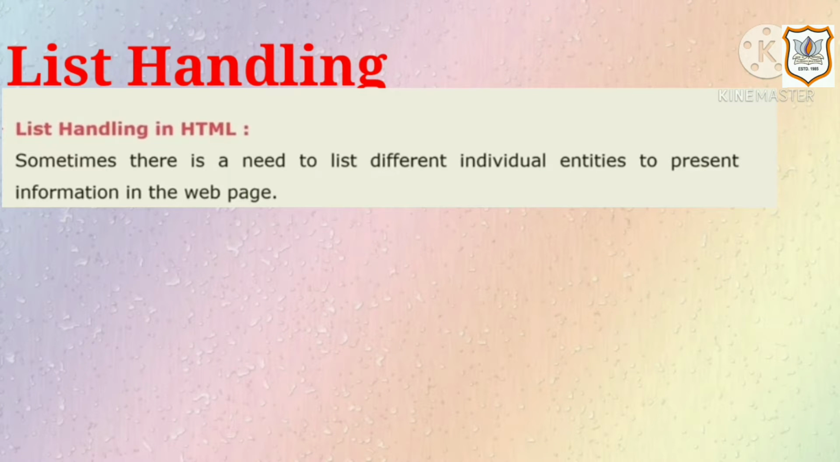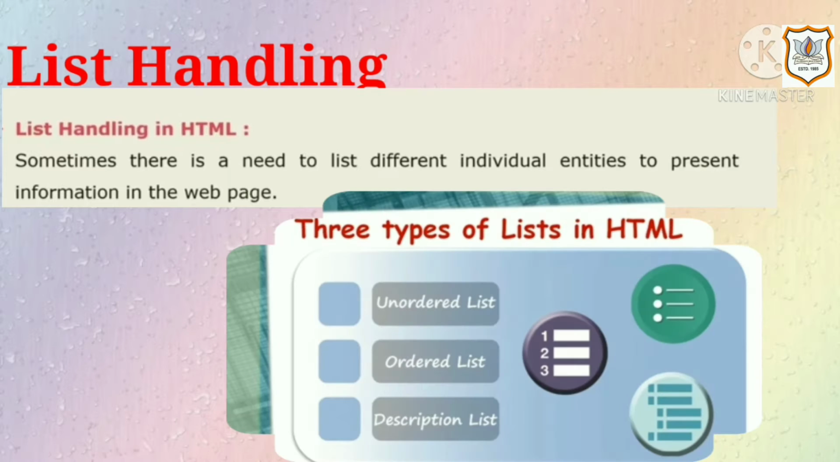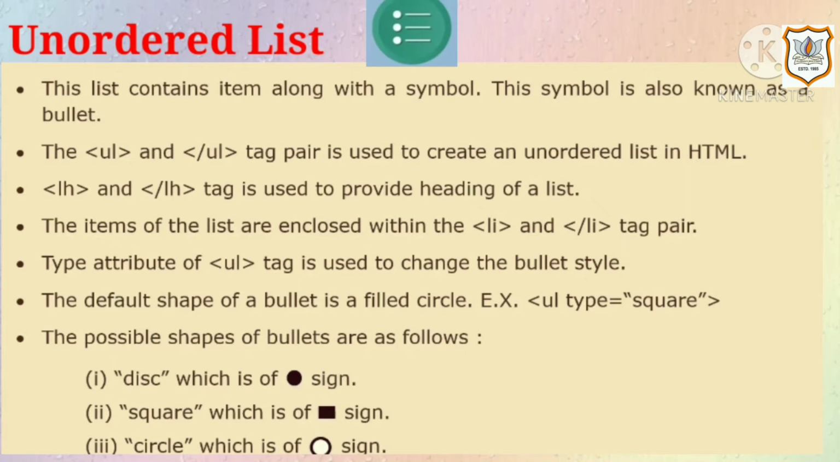Sometimes there is a need to list different individual entities to present information in the web page. There are three basic types of HTML list. These types are unordered list, ordered list, and descriptive list. First one is unordered list.